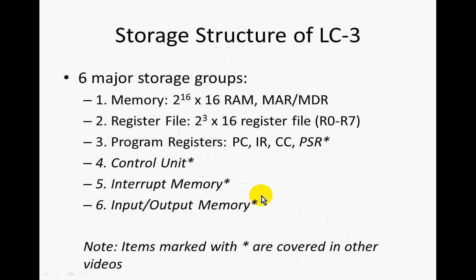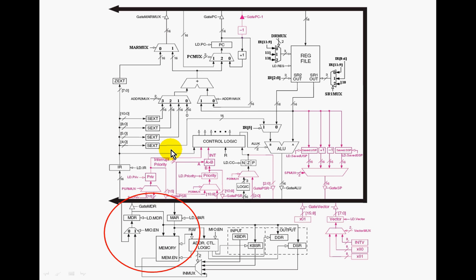From here on out, I will be using the simplified version of the LC3 data path to avoid the clutter from the components not discussed in this lecture. First, let's explore the role of the memory unit, which consists of the RAM, the memory address register, or MAR, and the memory data register, or MDR.